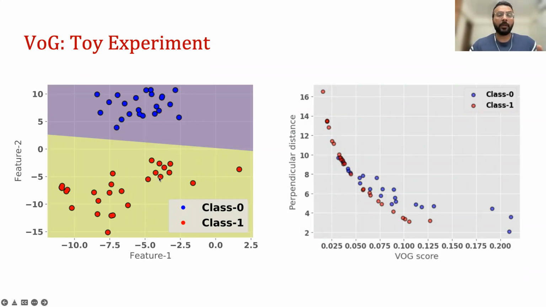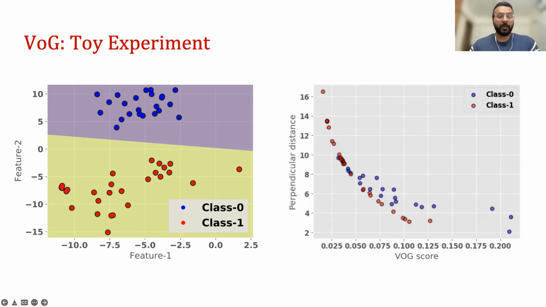As you can see, for a linear problem like this, points near the decision boundary are hard examples, because that is where the confidence usually decreases. But for samples further away from the decision boundary, the model can easily classify them. We see the same insights in this figure: samples where the perpendicular distance from the decision boundary was high had very low VOG scores. And as the VOG score increased, the perpendicular distance of these points from the decision boundary kept decreasing. So that was a toy example experiment that we did to motivate the use of VOG.